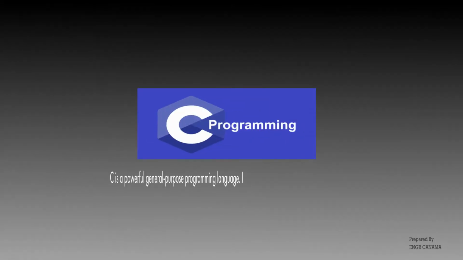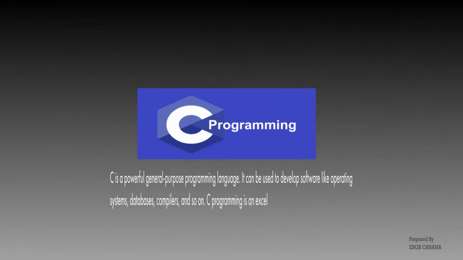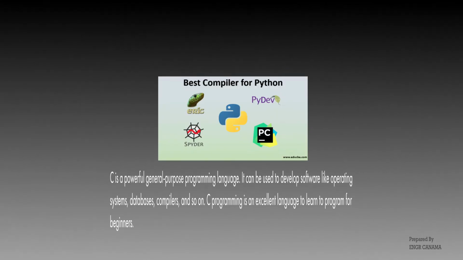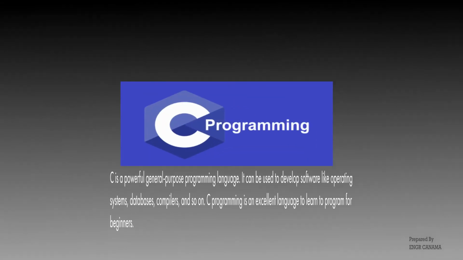C is a powerful general-purpose programming language. It can be used to develop software like operating systems, databases, compilers, and so on. C programming is an excellent language to learn to program for beginners.